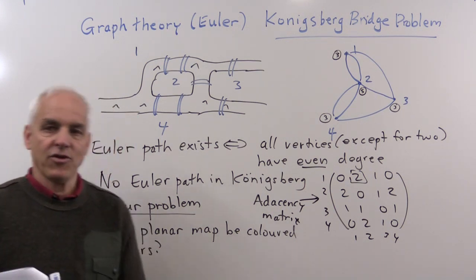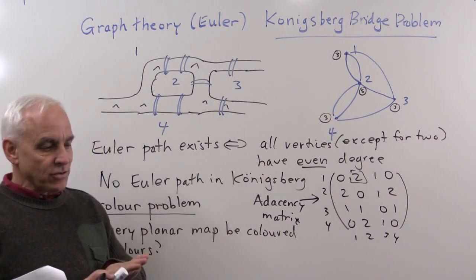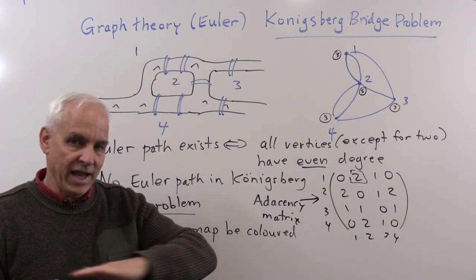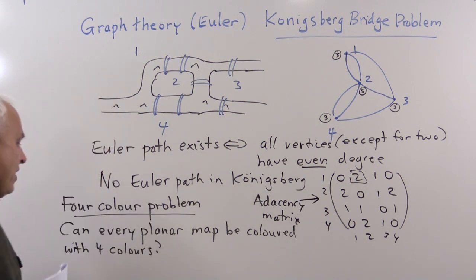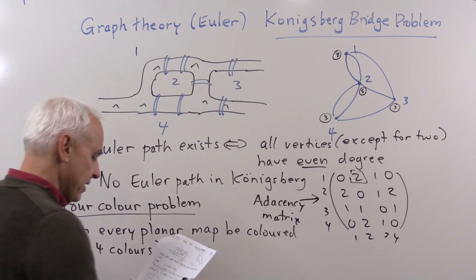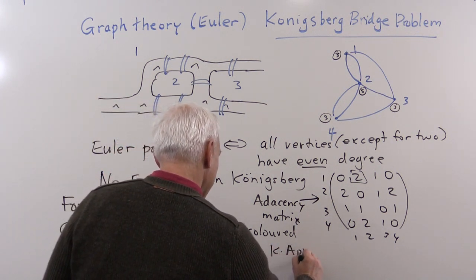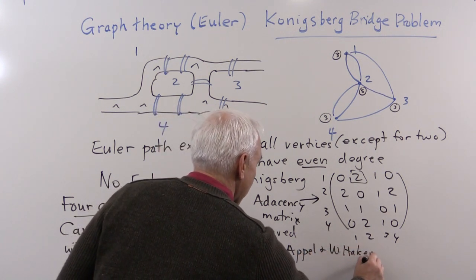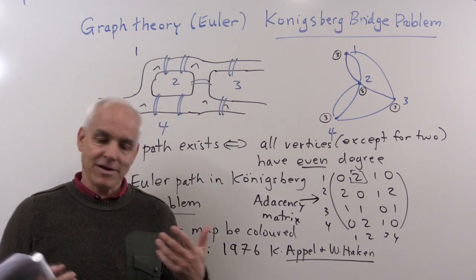By this we mean, can we arrange that we color the countries on a map so that neighboring countries have different colors? And we're assuming the map is planar, so that it can be written down, drawn on a page. But in fact, a complete proof was only given in 1976 by Appel and Haken. And this was actually a remarkable proof because it relied very heavily on computer aspects.